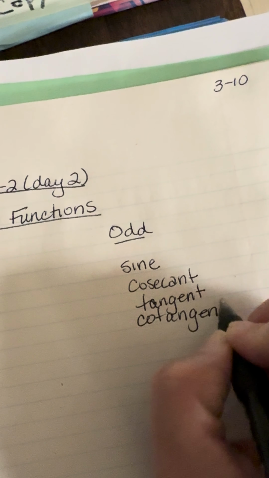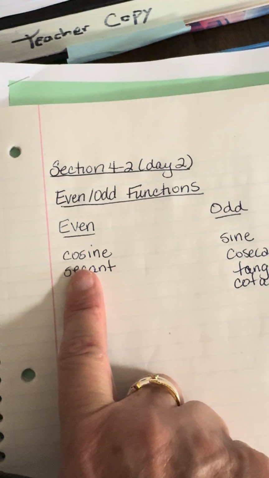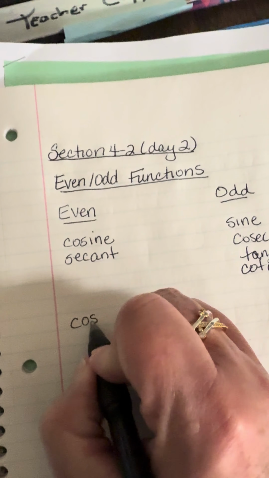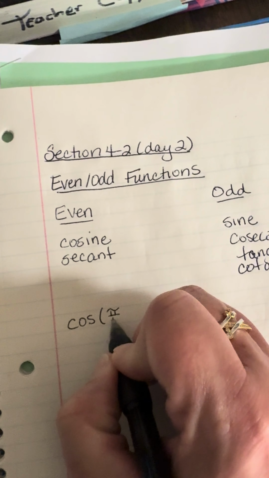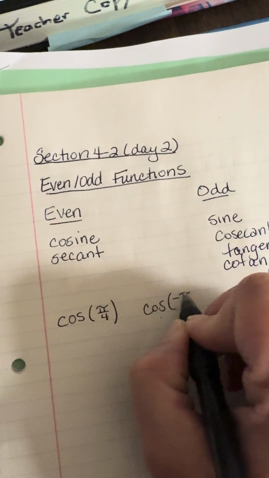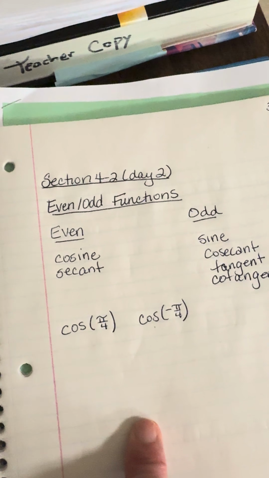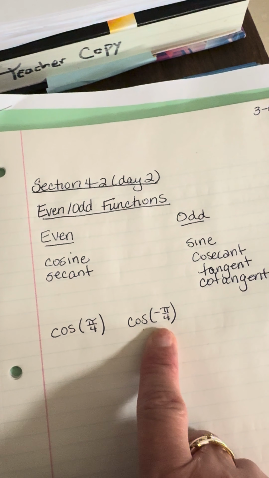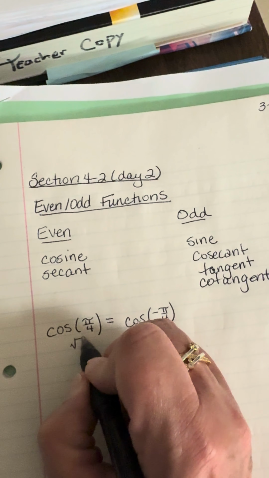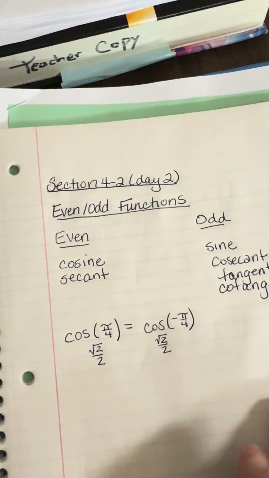Now what this means for us is that when you evaluate an even function, so if you're trying to find the cosine of pi over 4, and you are evaluating the cosine of negative pi over 4, when you have an even function, the negative of the angle doesn't even matter. You're going to get the same answer here. This is going to be the square root of 2 over 2. This is going to be the square root of 2 over 2. That's all it means.